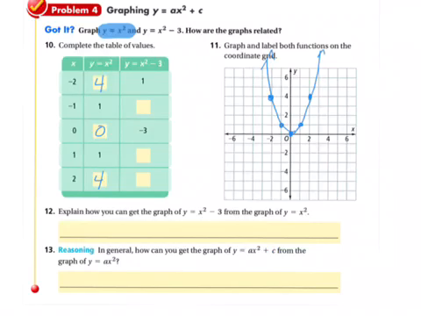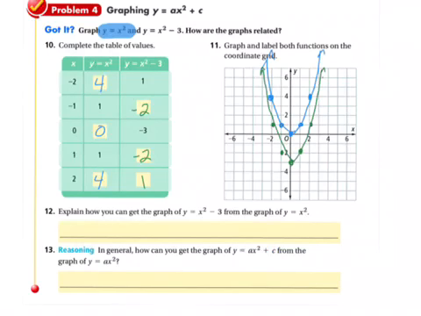My first point is -2, 1. My second point is -1, -2. My third point is 0, -3. My fourth point is 1, -2. And my last point is 2, 1.